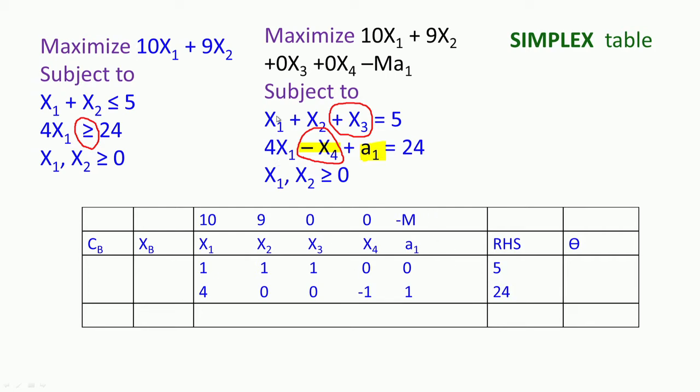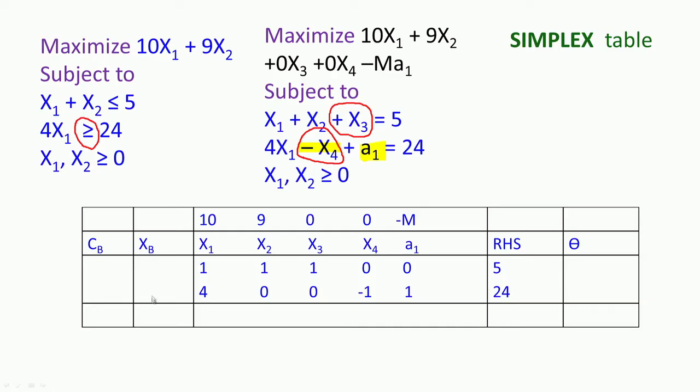The equations are x1 plus x2 plus x3 plus 0x4 plus 0a1 equal to 5. The second equation is 4x1 minus x4 plus a1. So, 4x1 plus 0x2 plus 0x3 minus x4 plus a1 equals 24.